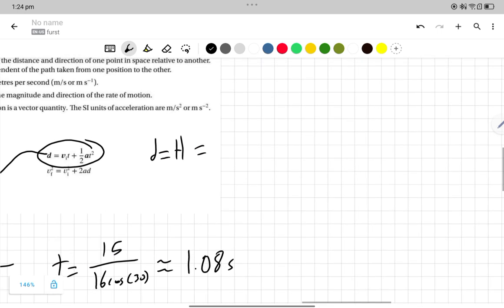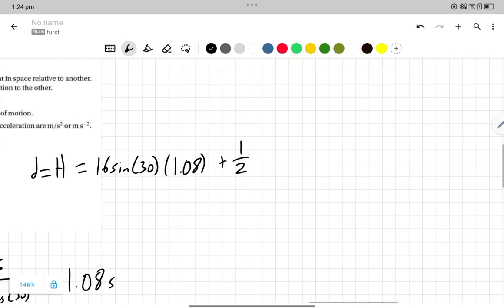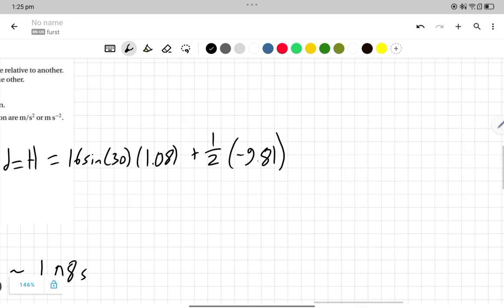So h equals 16 sine 30 times t, which is 1.08, plus half times the acceleration. What's the acceleration? Negative 9.81, that's gravity. This time it's not 0 because we've got a vertical acceleration acting on us, whereas the horizontal acceleration doesn't exist. And finally 1.08 squared.